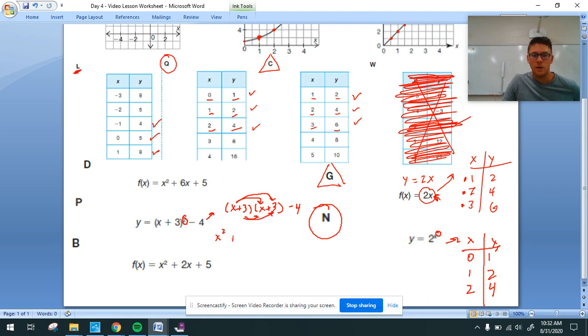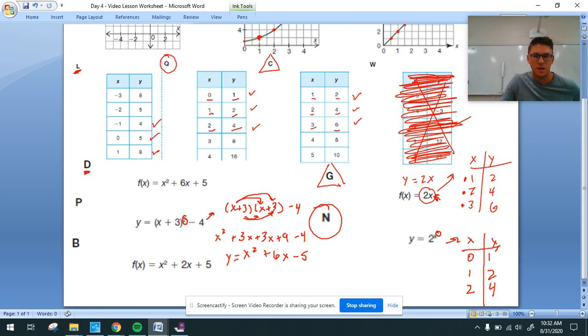x squared, 3x, 3x, 9. Don't forget about that minus 4. x squared, 6x, minus 5 by combining like terms. What do you notice here though?